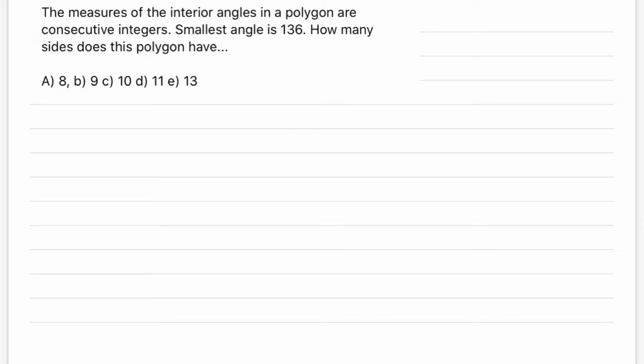The measures of the interior angles in a polygon are consecutive integers. The smallest angle is 136. How many sides does this polygon have? To understand this question, imagine a triangle, okay?